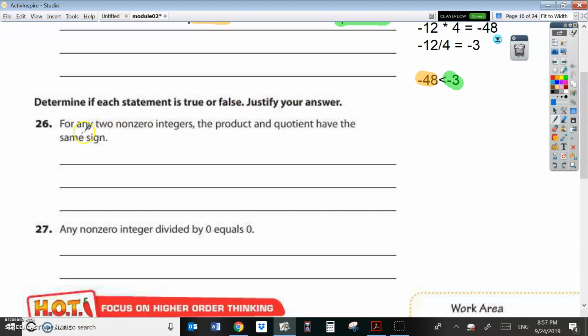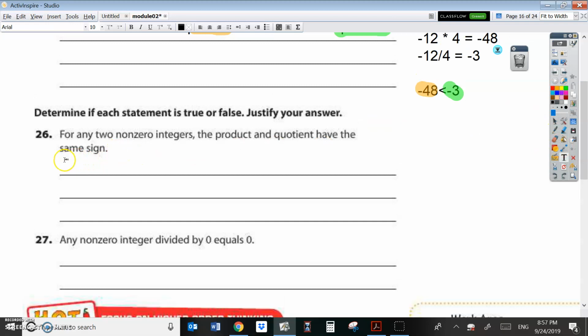True or false? Justify your answer. For any two non-zero integers, the product and quotient have the same sign. So this is true. Because -5 times, let's choose some numbers that divide nicer, -10 times -5 equals 50, and -10 divided by -5 equals 2.